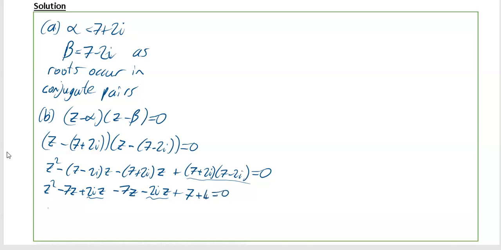Okay, tidy that mess up and see what you're going to get. You're going to get z squared minus 14z, and then plus, oh, we're missing something. Sorry, 7 times 7. I forgot what 7 times 7 is. 7 times 7 is 49. Very silly mistake there. So when we tidy that up, you're going to have z squared minus 14z plus 53 equals 0.